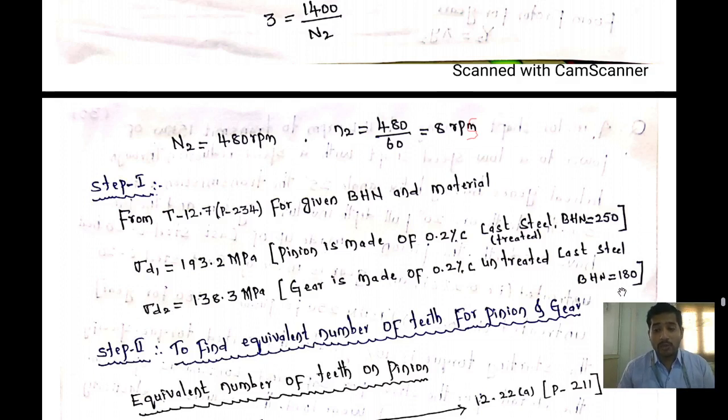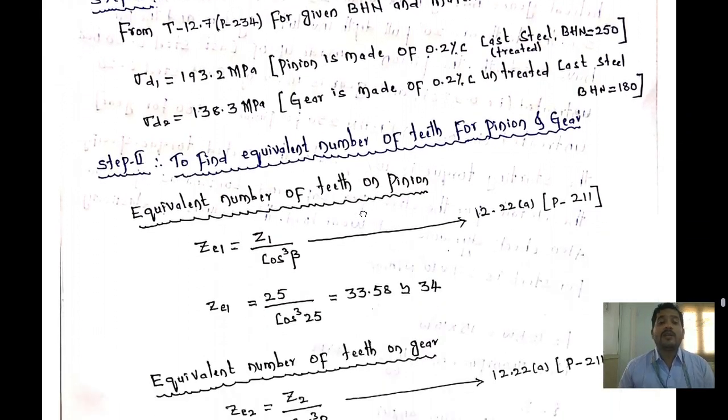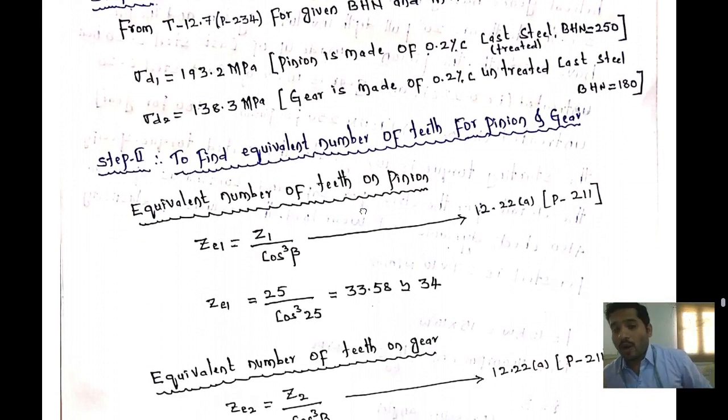So the Brinell hardness is given as 180. The sigma d1 value is 193.2 megapascal, and the sigma d2 value is 138.3 megapascal. After that, you need to find out the equivalent number of teeth for the pinion as well as for the gear.